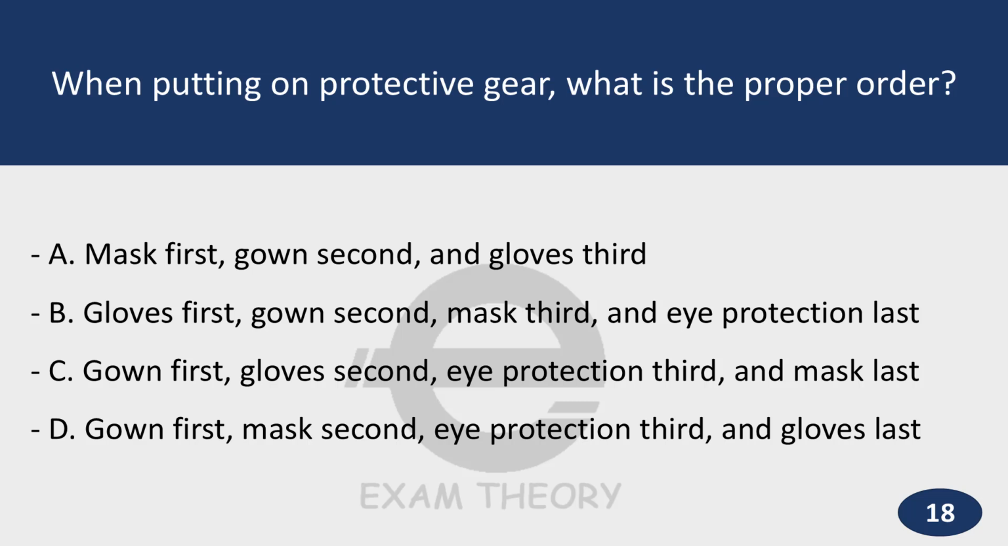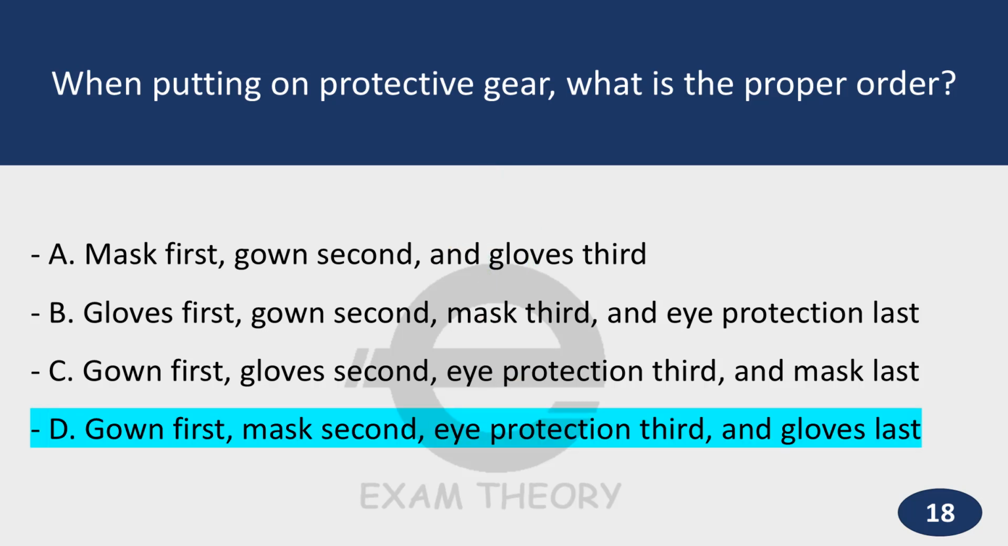When putting on protective gear, what is the proper order? A. Mask first, gown second, and gloves third. B. Gloves first, gown second, mask third, and eye protection last. C. Gown first, gloves second, eye protection third, and mask last. D. Gown first, mask second, eye protection third, and gloves last. The correct answer is D. Gown first, mask second, eye protection third, and gloves last.